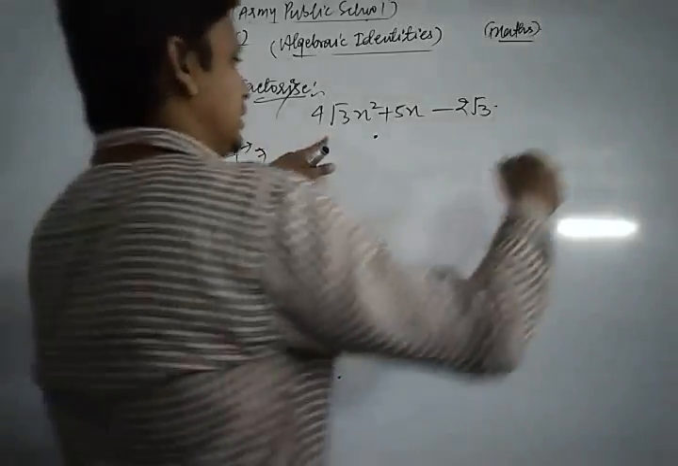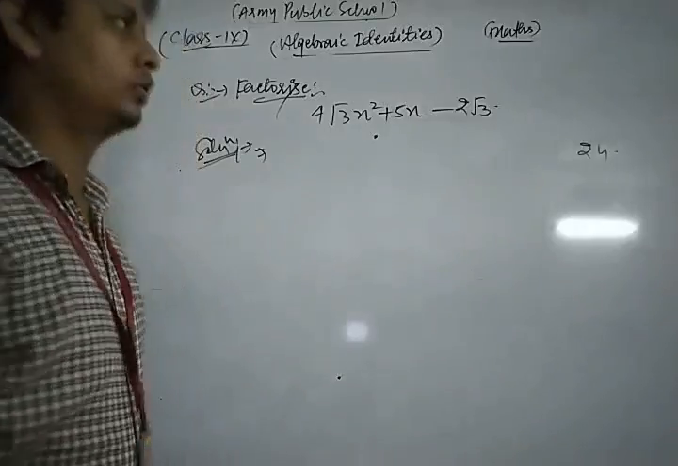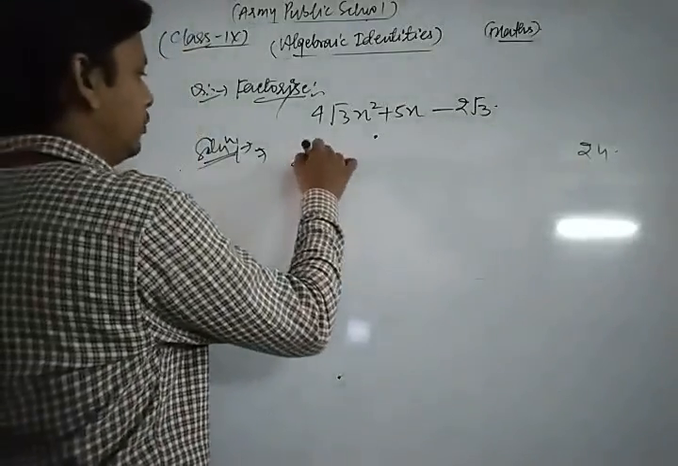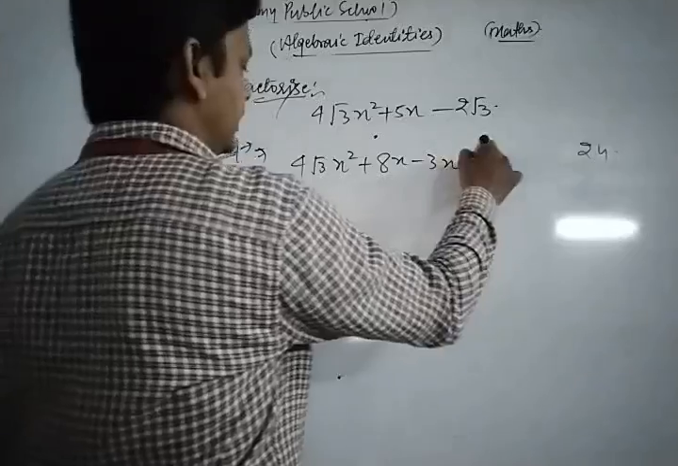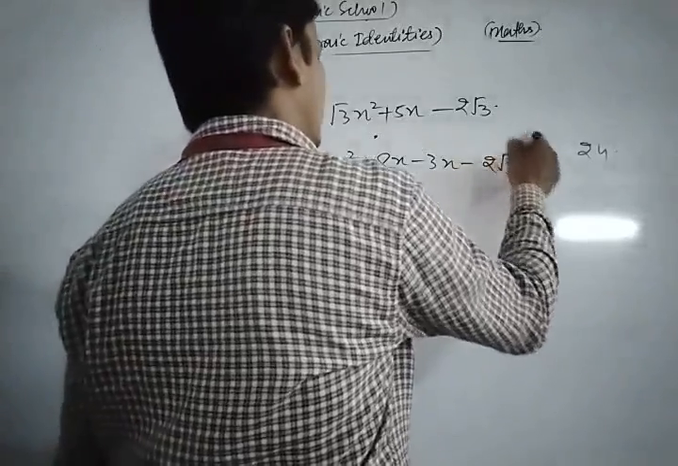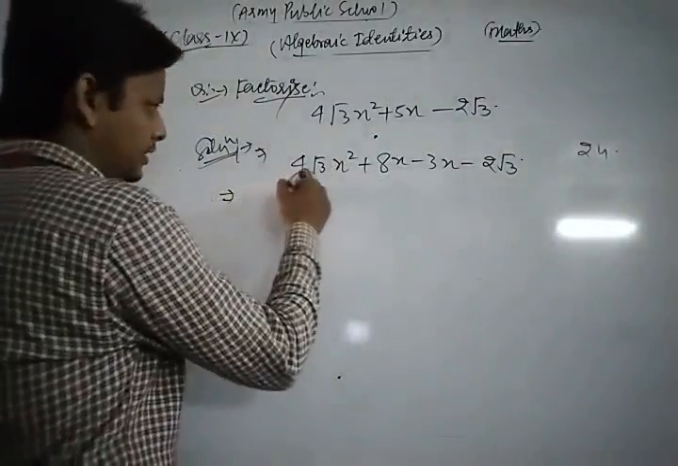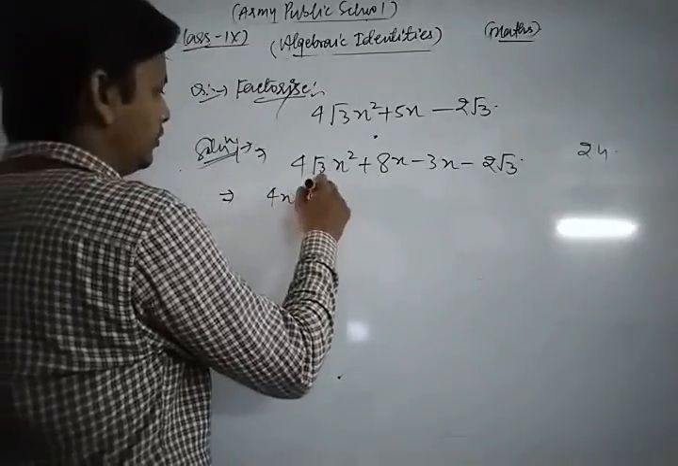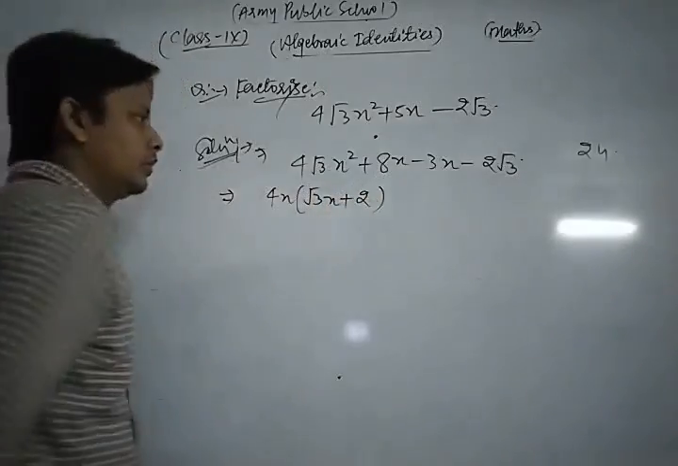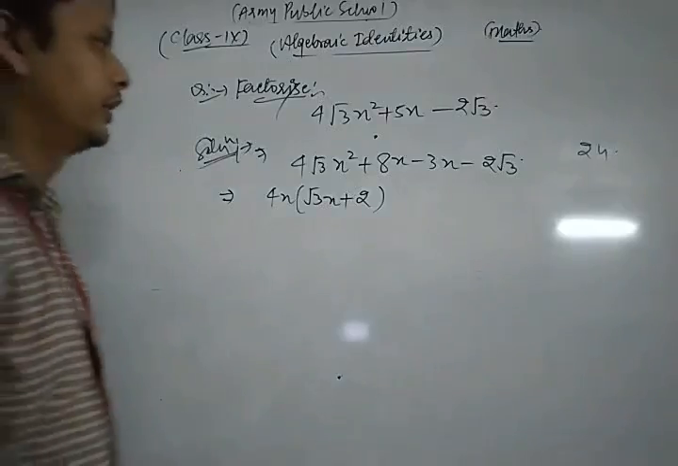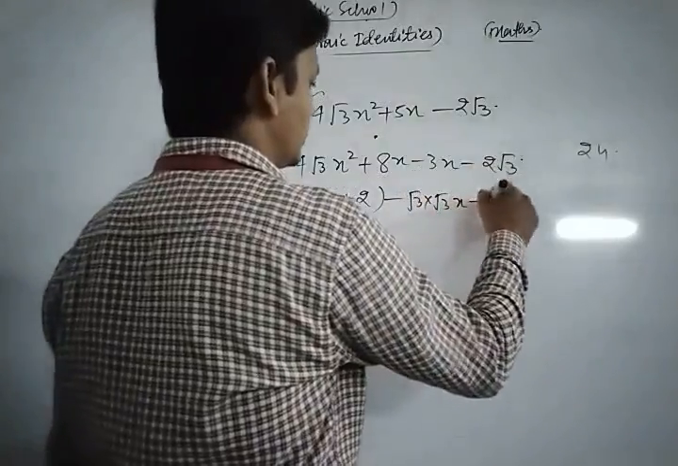Look, 8 3s are 24. So you know that 8 3s are 24, 8 and 3 make 5. So we can write 4 under root 3 x square plus 8x minus 3x minus 2 under root 3. Now we take 4x as common, so we have root 3x plus, 4 2s are 8, 2. Now from these two terms we write root 3 into x minus 2 root 3.